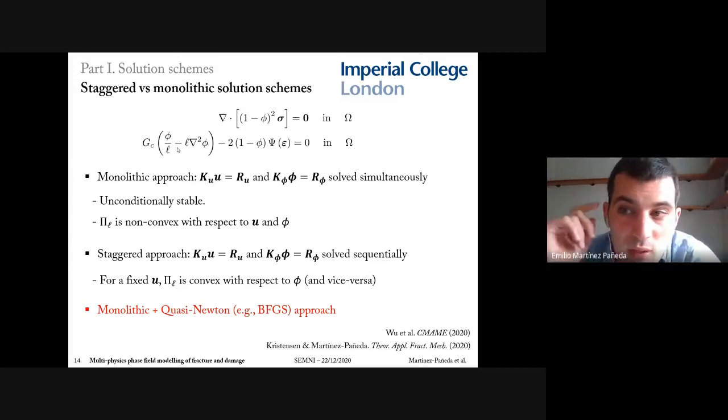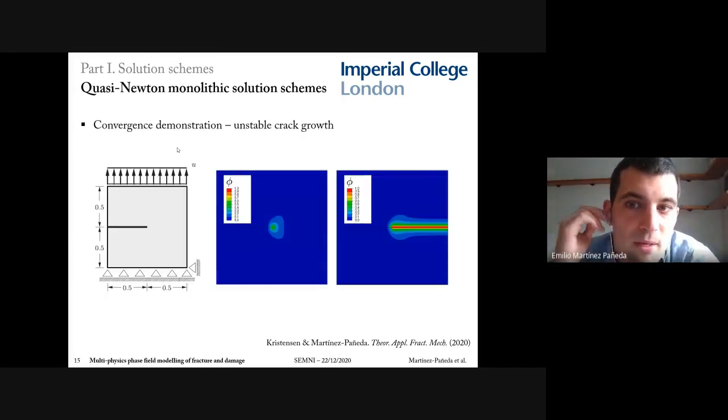However, there's a third option that combines the best of both approaches. If Quasi-Newton solution algorithms are used, such as the BFGS one, then a monolithic approach can be used without convergence problems. This has been demonstrated by Wu and co-workers for the phase field cohesive zone model, and by us for the conventional phase field formulation. Quasi-Newton methods are very robust when dealing with non-convex minimization problems. But let me briefly give you a taste for the robustness and efficiency of Quasi-Newton solution schemes.